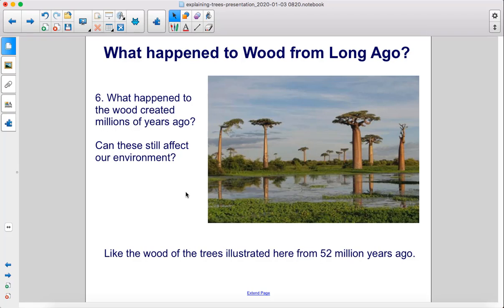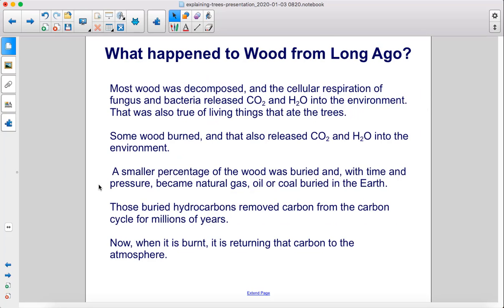Question 6. What happened to the wood created millions of years ago? Can these still affect our environment? Here is an illustration of trees from 52 million years ago. Most wood was decomposed, and the cellular respiration of fungus and bacteria released CO2 and H2O into the environment. That was also true of living things that ate the trees. Some wood burned, and that also released CO2 and H2O into the environment.